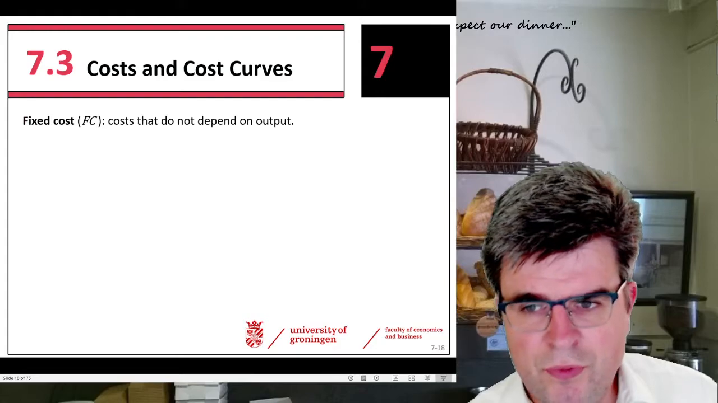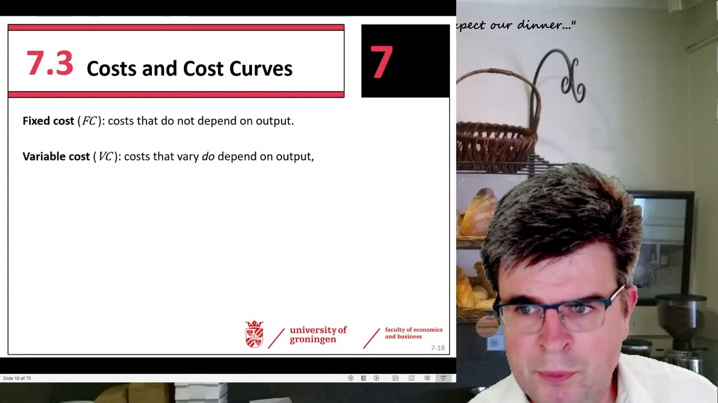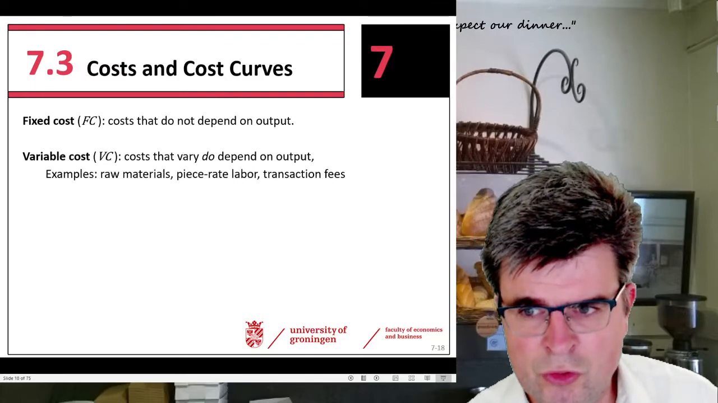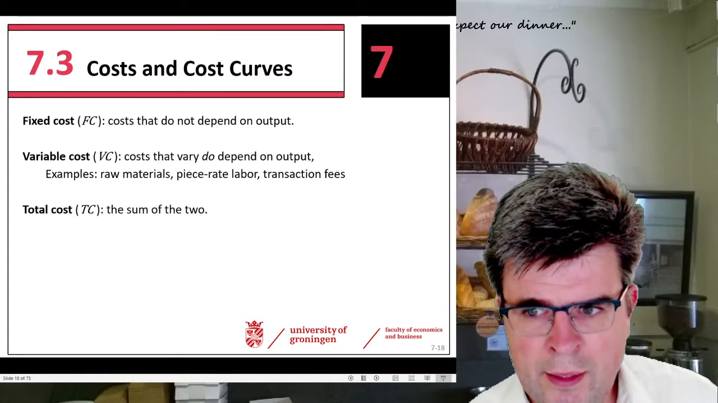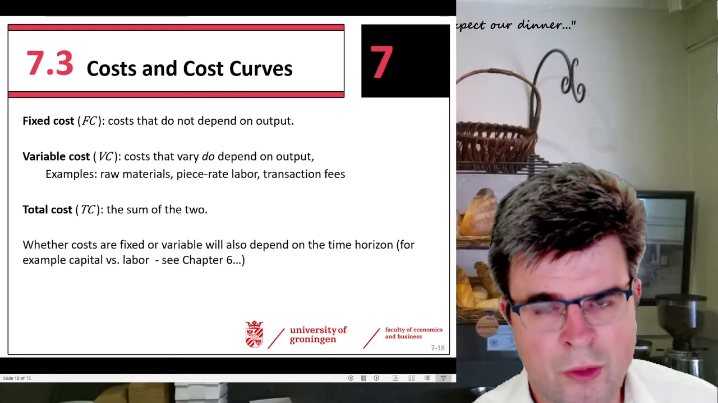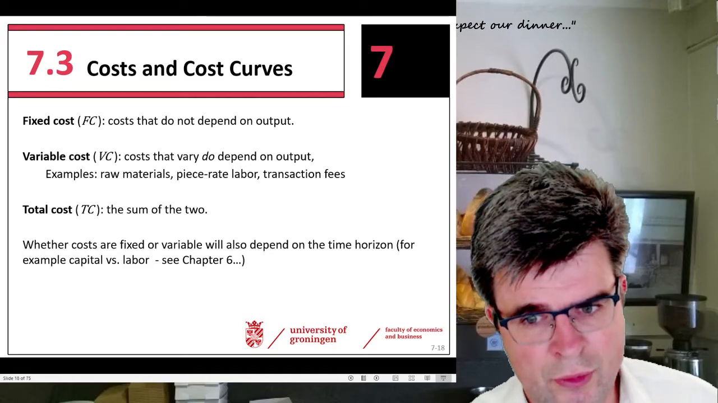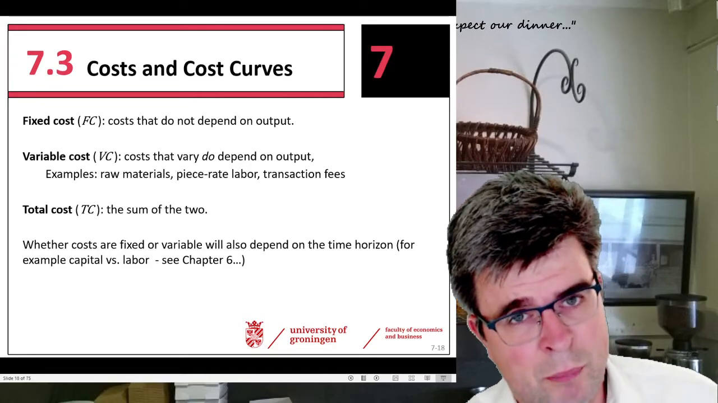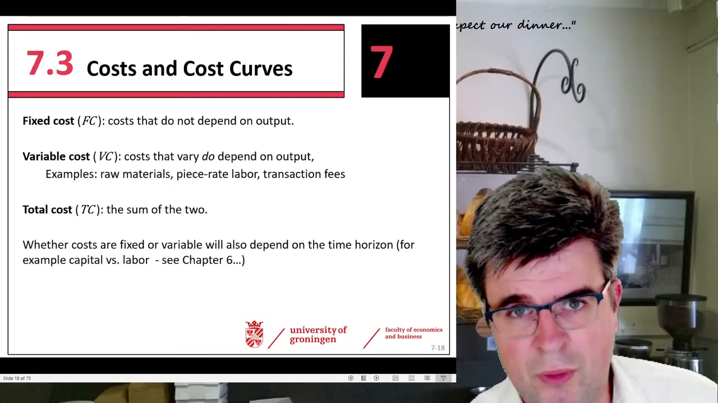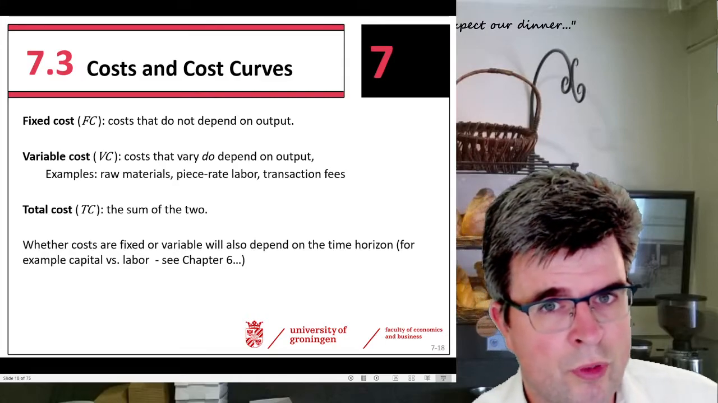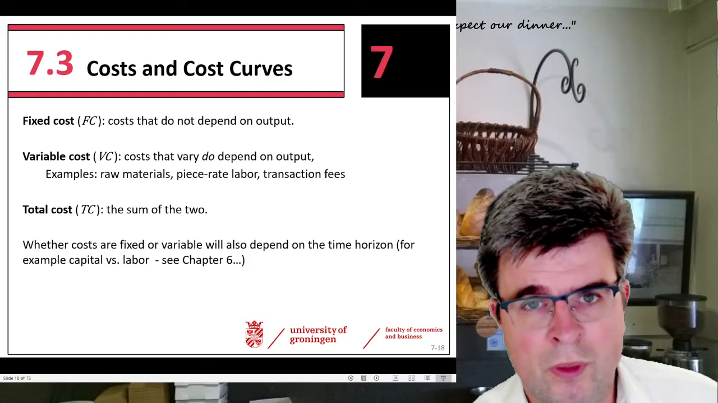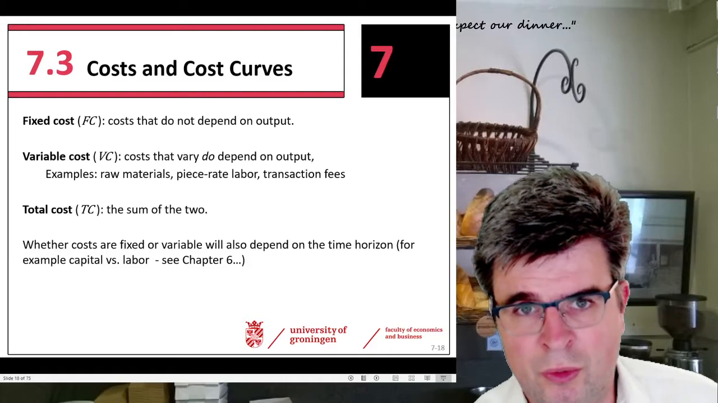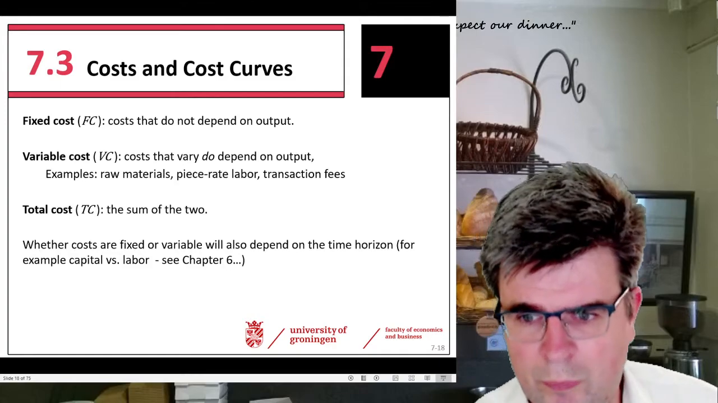Okay, then the different costs. The fixed costs are the costs that don't depend on output, and the variable costs are the costs that do depend on output, and the total cost is the sum of the two. And whether the costs are fixed or variable, that's not crystal clear because it depends on the time horizon. So in the short run, there's not much that you can change. So a lot of costs are fixed, but in the longer run, you may be able to sell part of your assets, and some of the fixed costs are no longer fixed, they become variable as well.